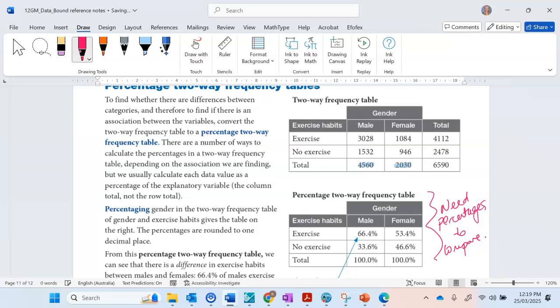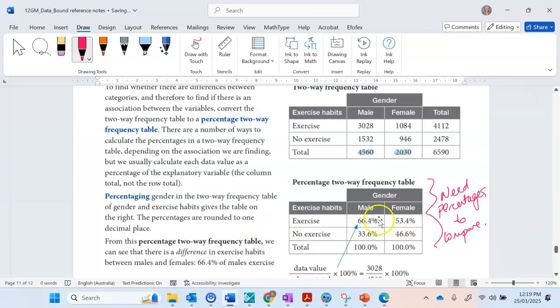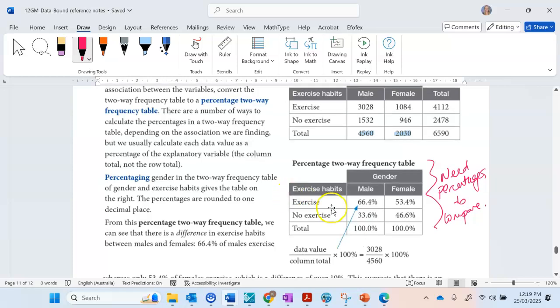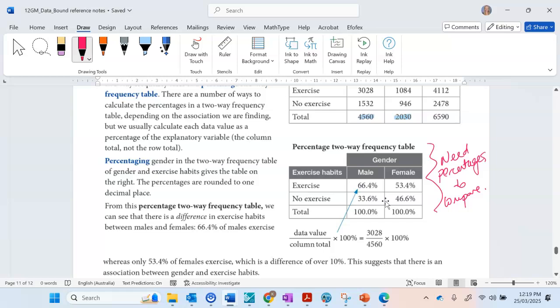Now, when we're making a comparison, basically if there was a difference, which we can see there is a difference here, then we can say, well, exercise habit can be related to gender, right? Because there is a difference. If they were the same, then we can kind of conclude that there is no difference between the two. So exercise habit is not caused by gender.